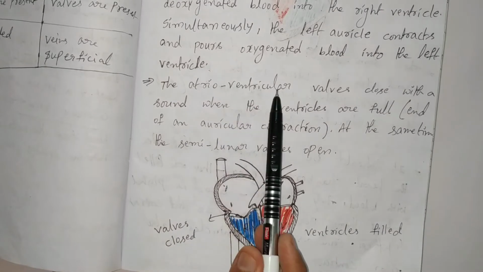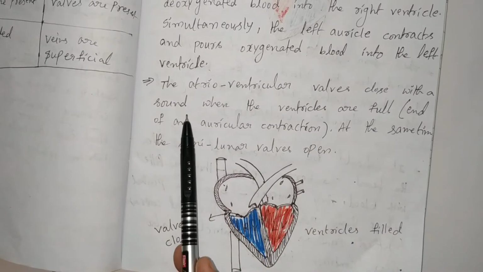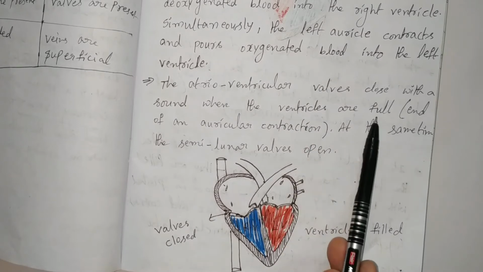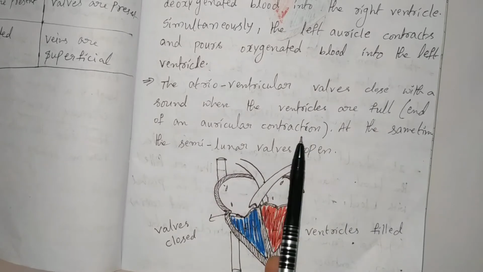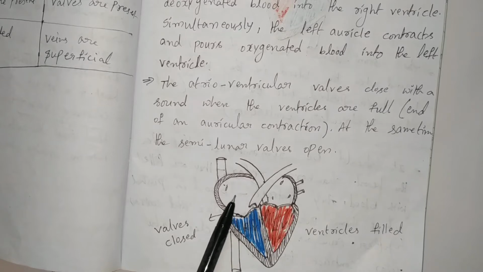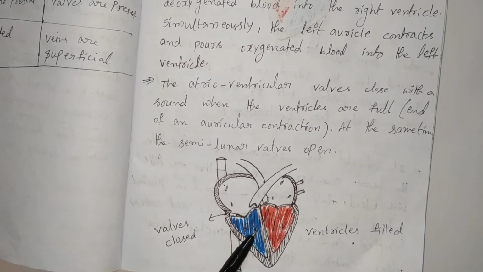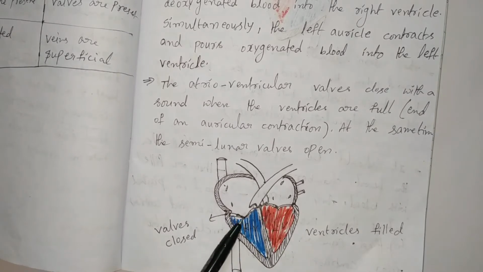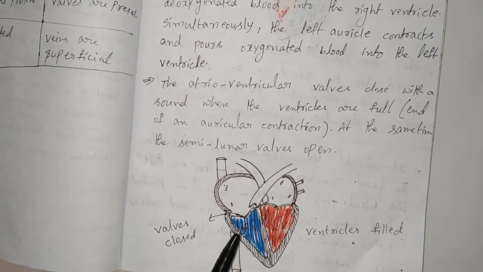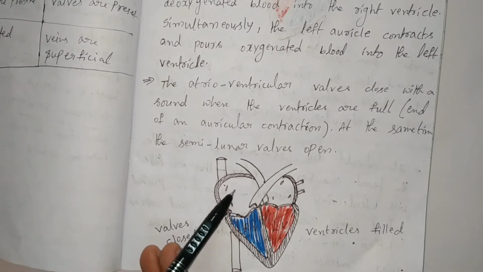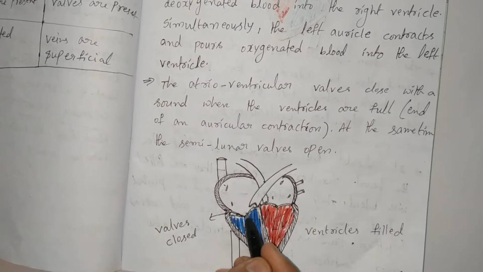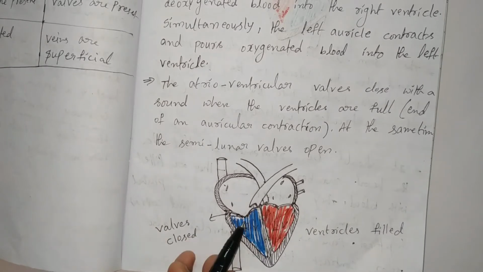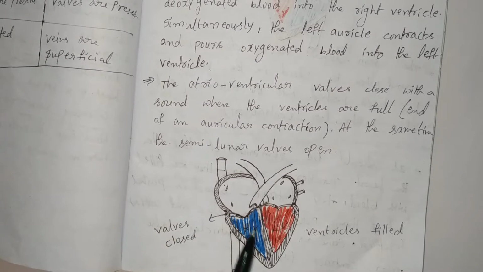The atrioventricular valves close with a sound when the ventricles are full, at the end of the auricular contraction. So as a result of auricular contraction, when the ventricles are filled, these valves are closed. What is the use of these valves? The blood doesn't flow back to the auricle. So they prevent the backflow of the blood to the auricle. These valves are very useful to control the backflow of blood from the ventricles to the auricles.